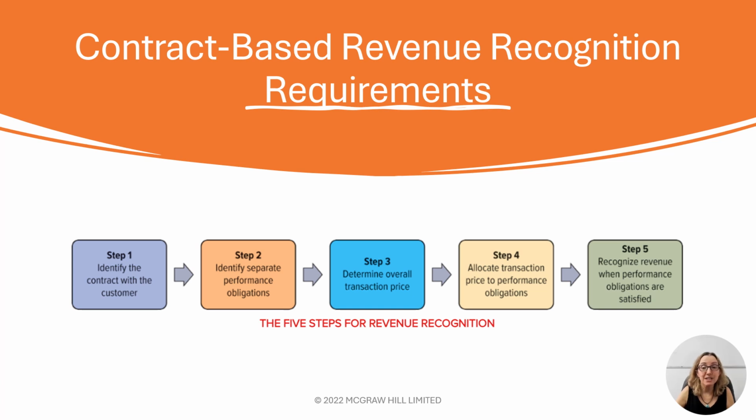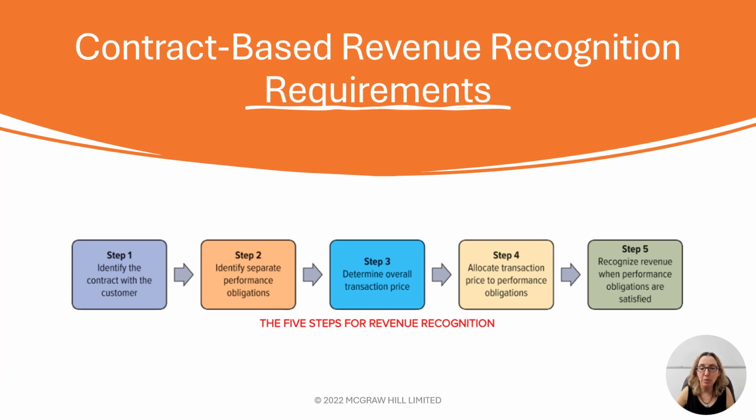IFRS 15 has 5 steps for contract-based revenue recognition. So we're going to go through each of those. So step 1 is to identify the contract with the customer. Step 2, you identify the separate performance obligations. Sometimes there's only one thing you're doing, like you're giving a good to a customer. Other times you have multiple things. Step 3, determine the overall transaction price. And then once you know that, in step 4, you can allocate that price to the different performance obligations that you figured out in step 2.